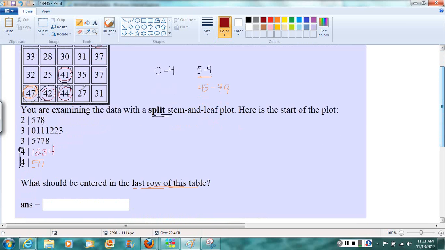Just for completion, let's fill in our answer here. It would be 50. It looks like a 57, but really those are the leaves, a 5 and a 7.